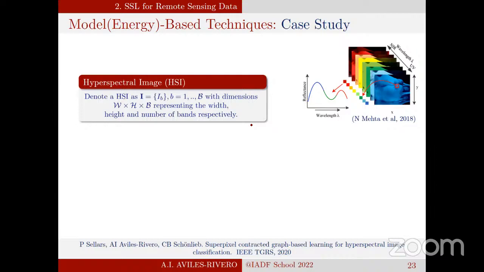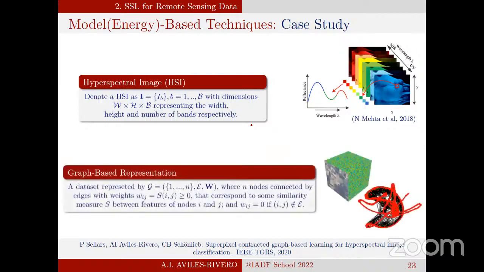What we want to do is a graph-based representation for this case study, and how we can convert this hyperspectral data. These are all the bands that you are able to see here, as an illustration of how we can convert this to a graph.